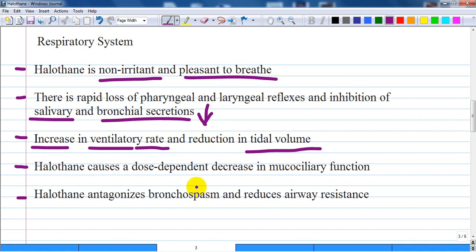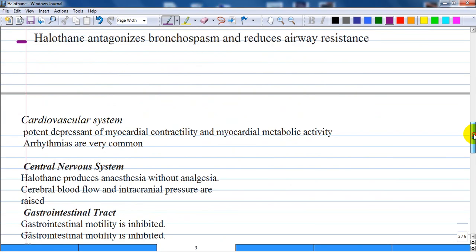Halothane could also cause a dose-dependent decrease in mucociliary function, which can persist for several hours after anesthesia. This may contribute to post-operative sputum retention. Halothane also antagonizes bronchospasm and reduces airway resistance. So asthma patients are welcome candidates for using Halothane.